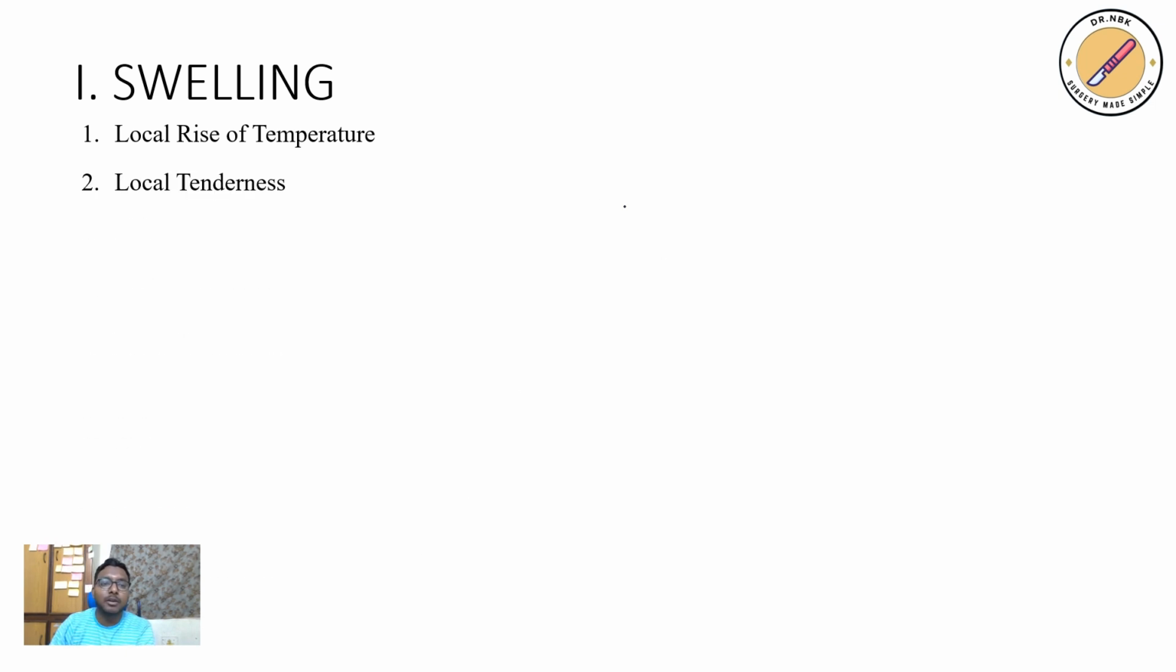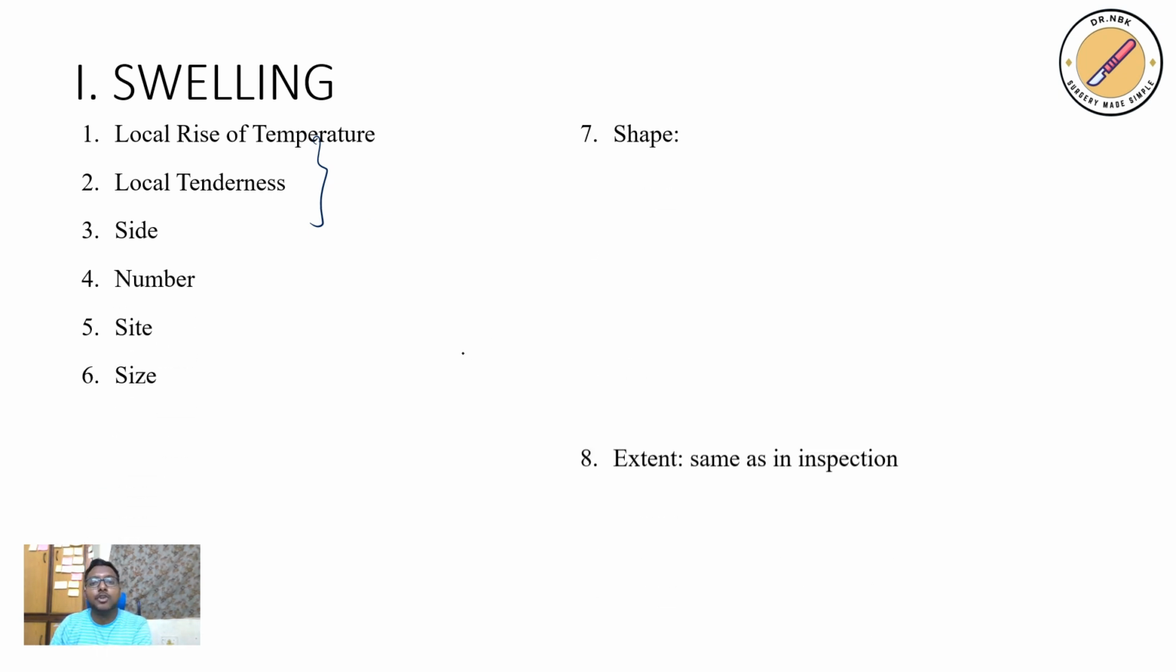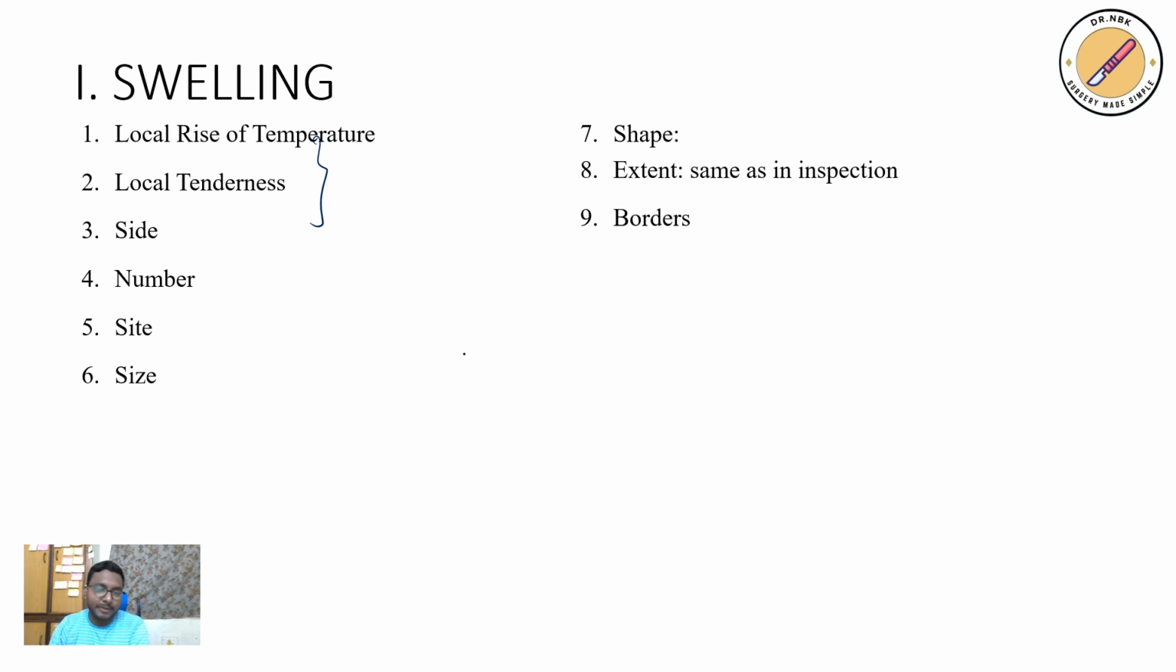Where can you expect that? One is if there is a huge malignant goiter, or it can be something like an inflammatory swelling, right? Next. Site, number, size, shape, extent, same as in inspection, we need to mention with the help of landmarks. One important point you need to understand here is that when mentioning the size, you should remove the word approximately. You are measuring the swelling with your tape. So vertical dimension first, then horizontal dimension. Next, borders: you need to palpate with your hand and check whether they are well defined and regular or not.